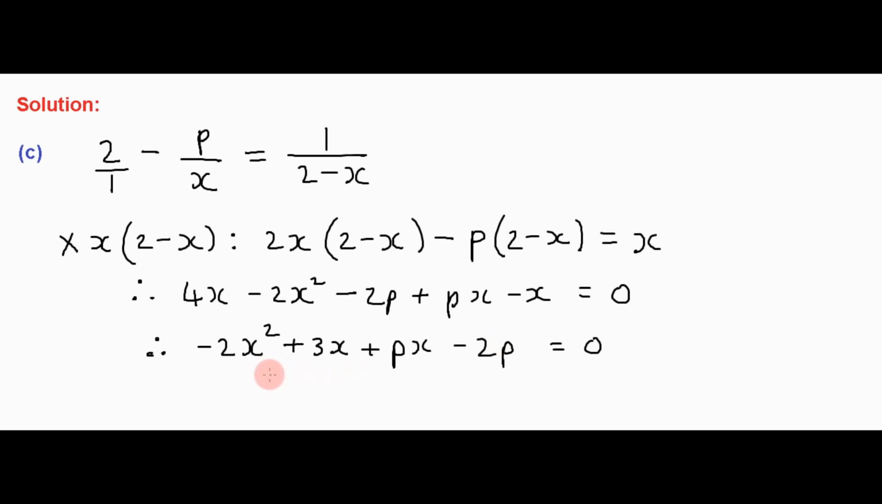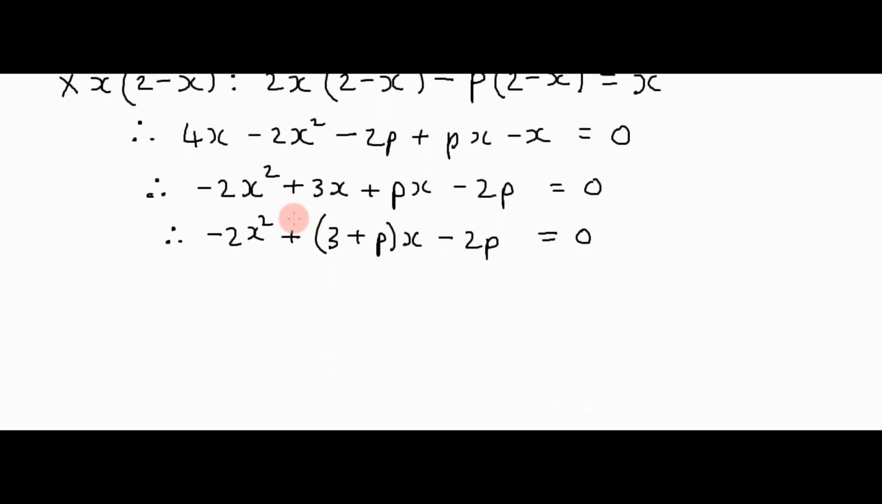This equation is not yet in standard quadratic form, because we have 2 terms in x, and we need to have 1 term in x only. So we can deal with this by taking out x as a common factor in these 2 terms. So it's going to be 3 plus p multiplied by x. So we're taking out x as a common factor here. Now the equation is in standard quadratic form. We have 1 term in x squared, 1 term in x, and a constant.